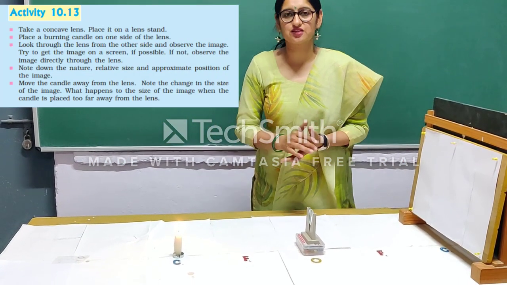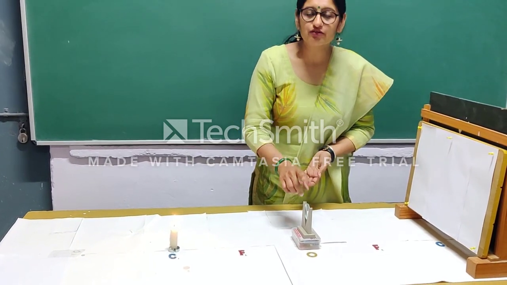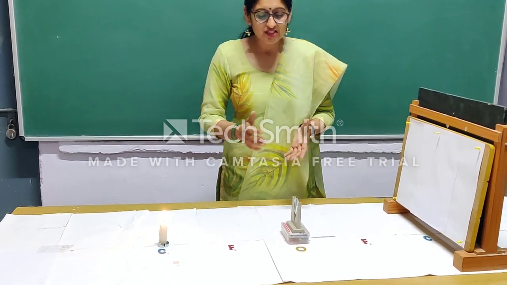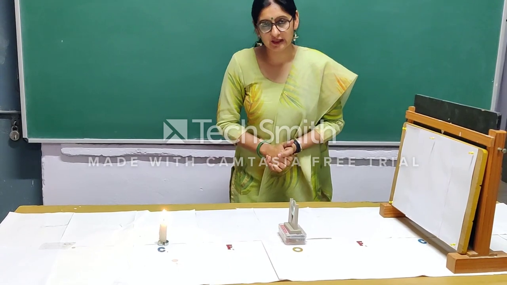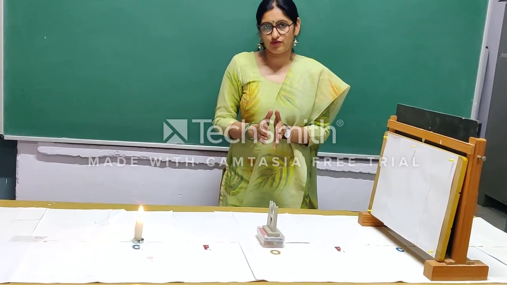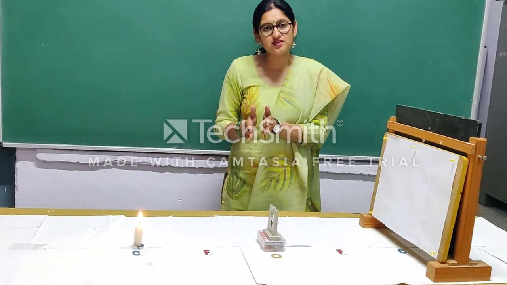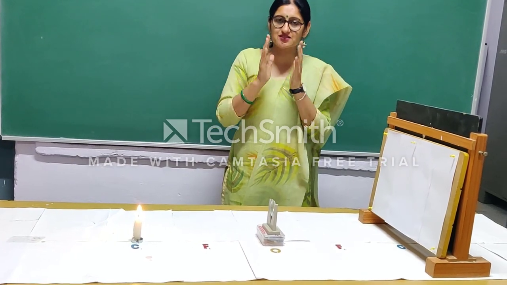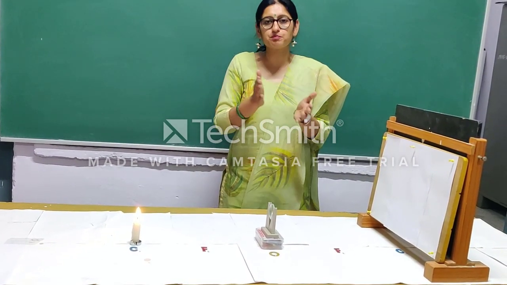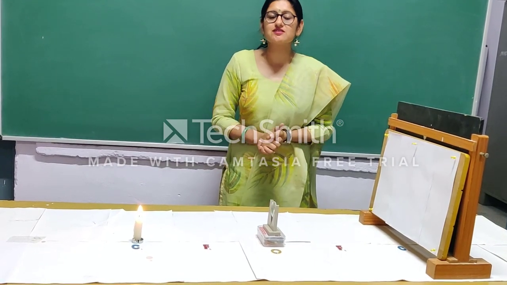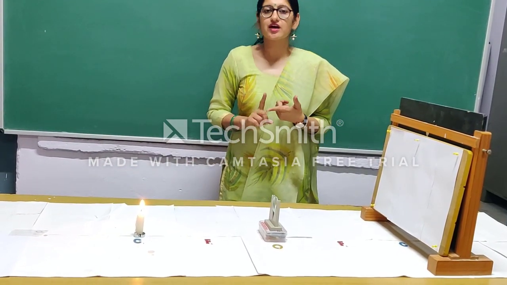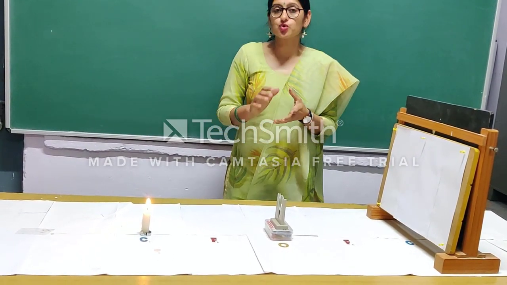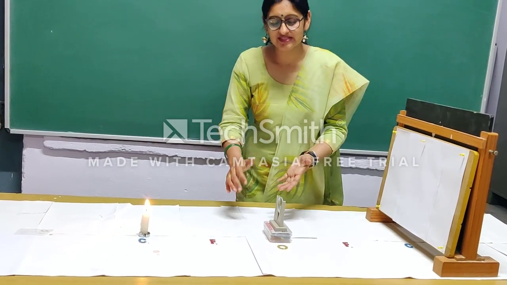Yes, students, in the next activity, we have a concave lens and a candle as an object. As you see in your NCERT book activity, in the case of a concave lens, whether the object is at infinity, beyond C, between C and F, at C, at F, between F and P, anywhere, in every case you get a virtual, erect and small size image of the object. So, to show this, we can perform this activity.